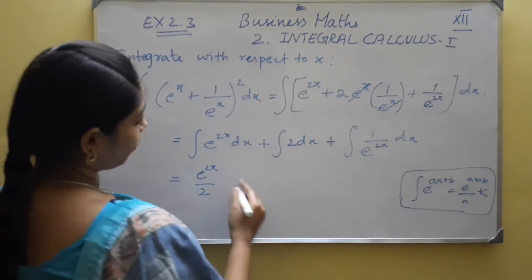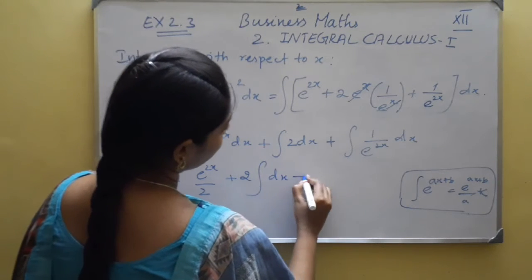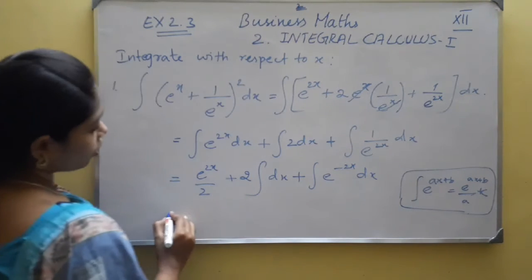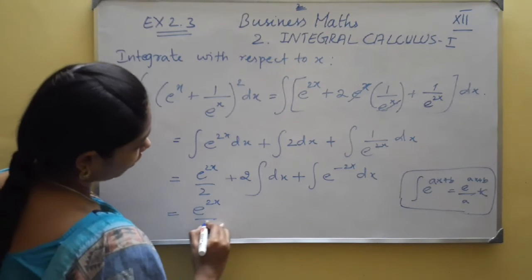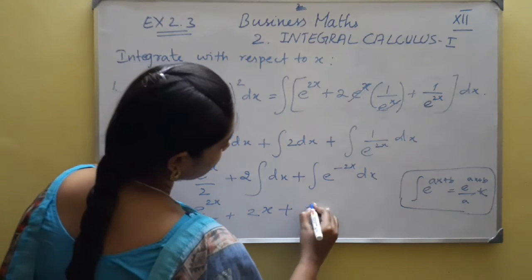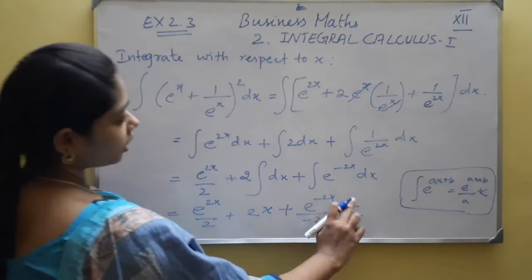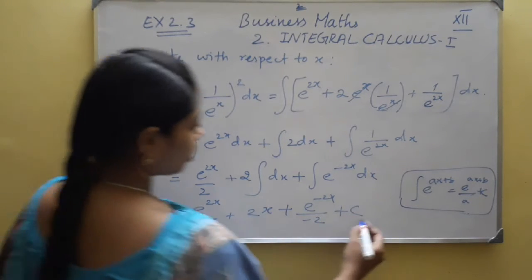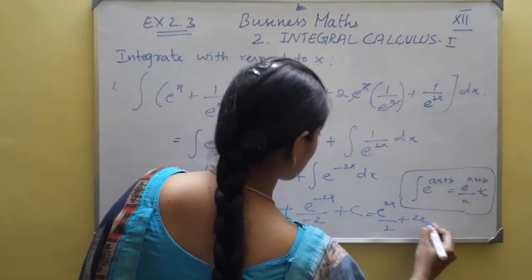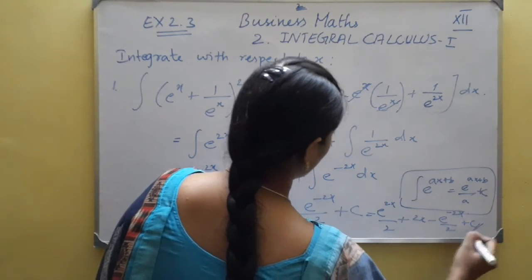Okay, so if you take 2 outside the integration sign, integral dx plus this can be written as e power minus 2x into dx, which is actually e power 2x divided by 2 plus 2 into integral of dx is x plus e power minus 2x divided by minus 2 plus c, because all my integration part is over. So after this, conclude your solution. E power 2x by 2 plus 2x minus e power minus 2x by 2 plus c.